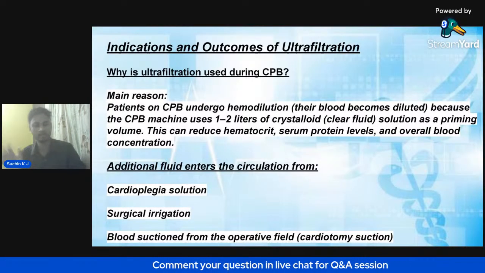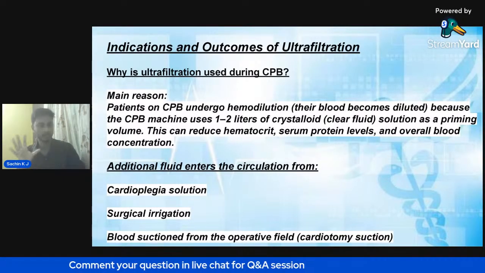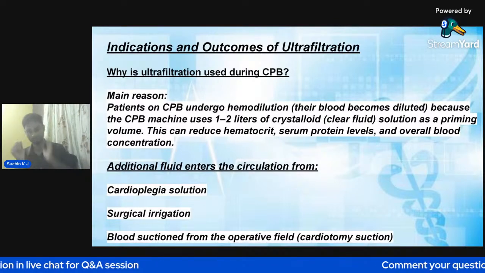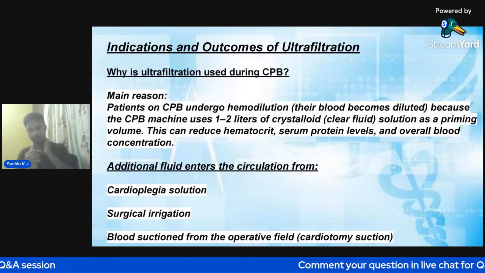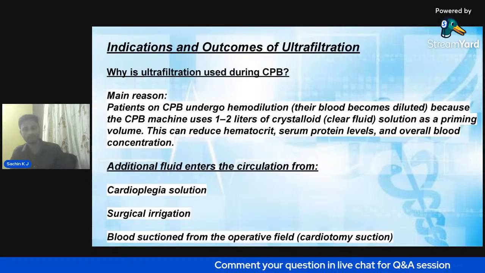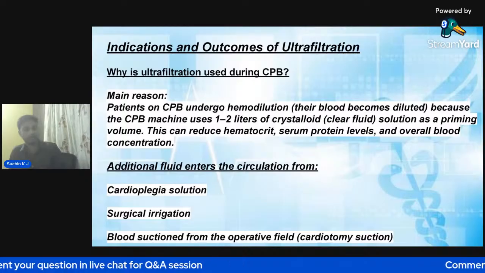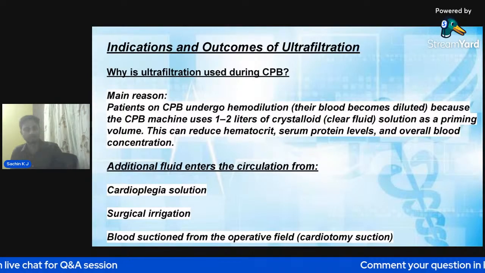Indications and outcomes of ultrafiltration. Why is ultrafiltration used during CPB? One main reason, patients on CPB undergo hemodilution because of blood priming. 1 to 2 liters we are using for crystalloid priming, such as volume. This can reduce hematocrit level and serum protein level and overall blood concentration.